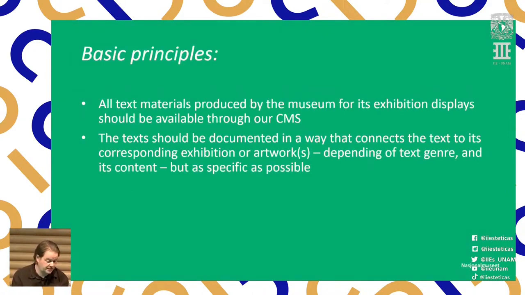So after having meetings with all the stakeholders within the museum, we arrived at some basic principles for the standard that all could agree upon. First of all, that all text materials produced by the museum for its own exhibition displays should be available through our CMS. Second, that the text should be documented in a way that connects the text to its corresponding exhibition and/or artworks, depending on text genre and its content. But in general principle, the connectedness should be as specific as possible.